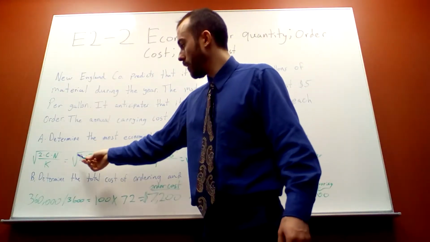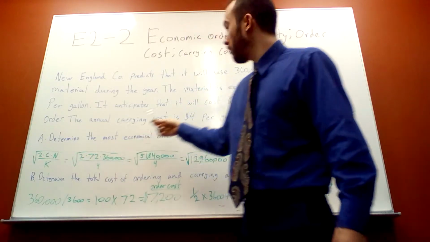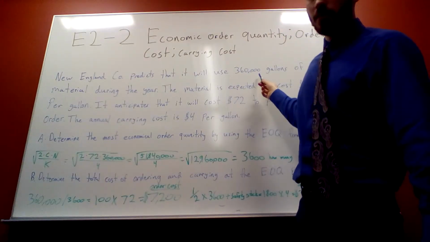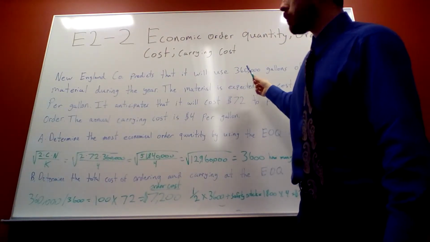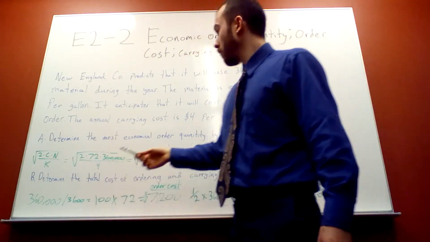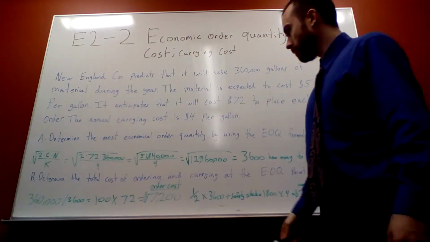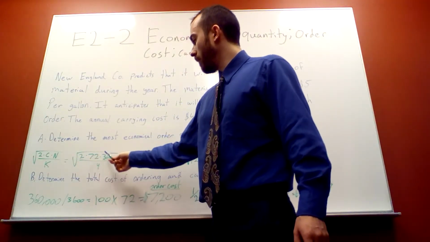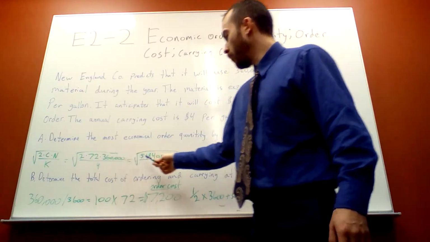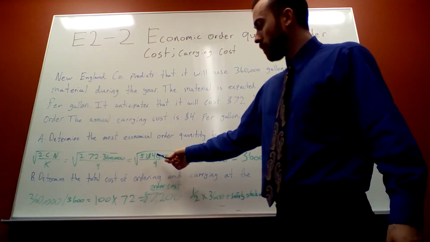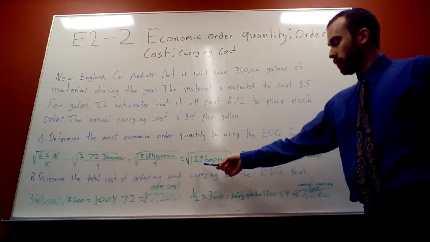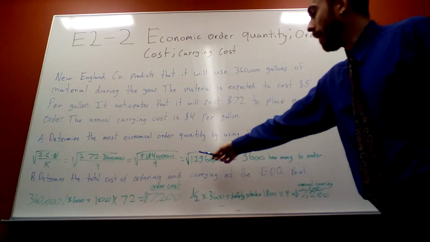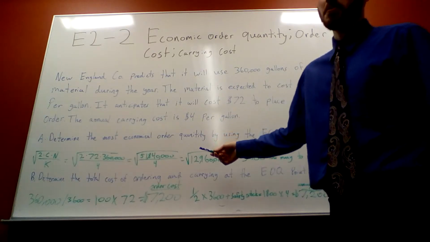So as we do here, 2 stays the same: 2 times 72, the cost of an order, times 360,000, which is how much we use for the whole year, divided by 4, which is the annual carrying cost per gallon. And see, the easiest thing to do with any kind of math problem is to do one step at a time. So here I multiplied it out and got 51,840,000 over 4. Then I divided it and got 12,960,000.